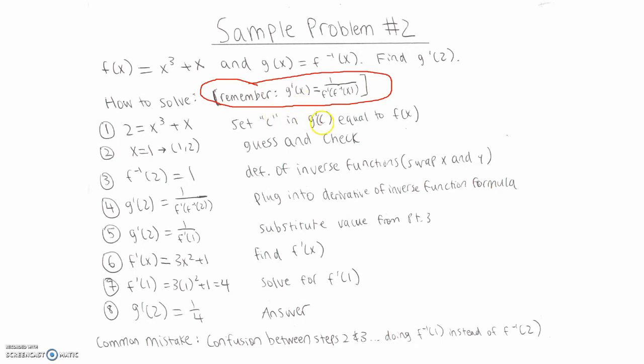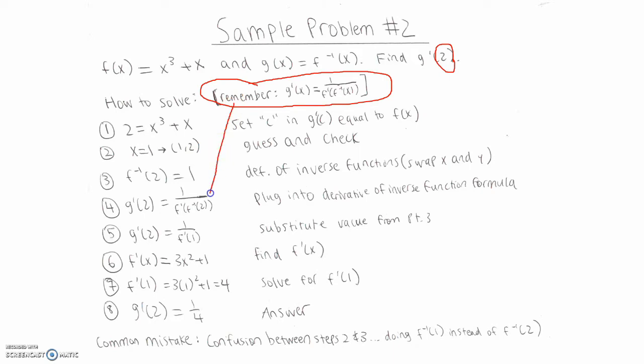Next, you set the c in g prime of c equal to f of x. So in this case, the value of c is 2, so you set 2 equal to x cubed plus x. Then, through guess and check, you get x is equal to 1, which means that f of 1 is equal to 2. And if f of 1 is equal to 2, that means that f inverse of 2 is equal to 1, because remember, for inverse functions, you swap the x and y values.